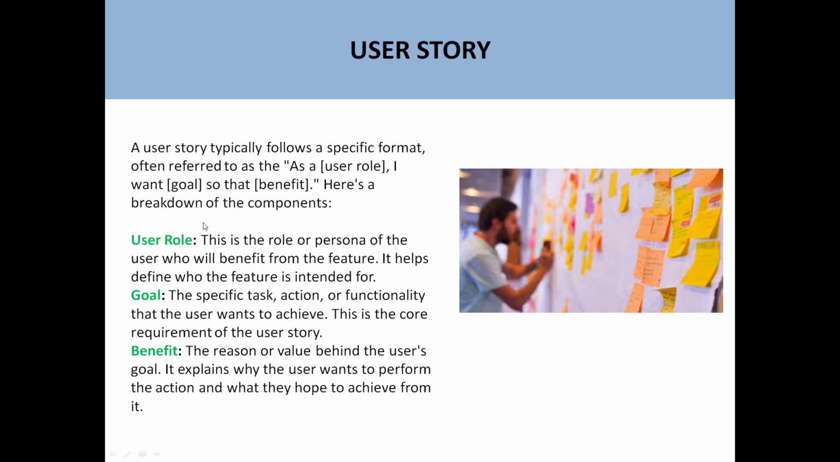User role is basically a persona who benefits from the feature. It helps define who the story is for. Next is the goal. Goal means what the user actually wants to achieve. Then the benefit is what the user will get from the feature. These three things must exist in every user story: user role, goal, and benefit.